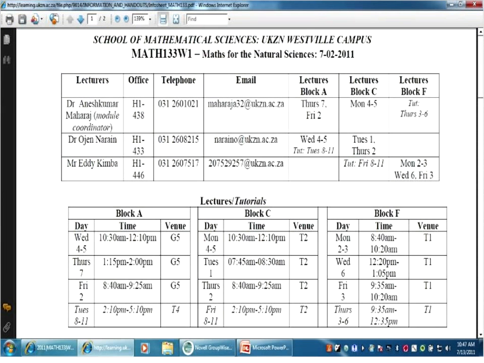This is an example of the information sheet. On this, the contact details for the lecturers appeared. There were 3 lecture groups, and there were 3 lecturers. The venues for the lectures and the tutorials were given, and this is just part of the information on the information sheet.